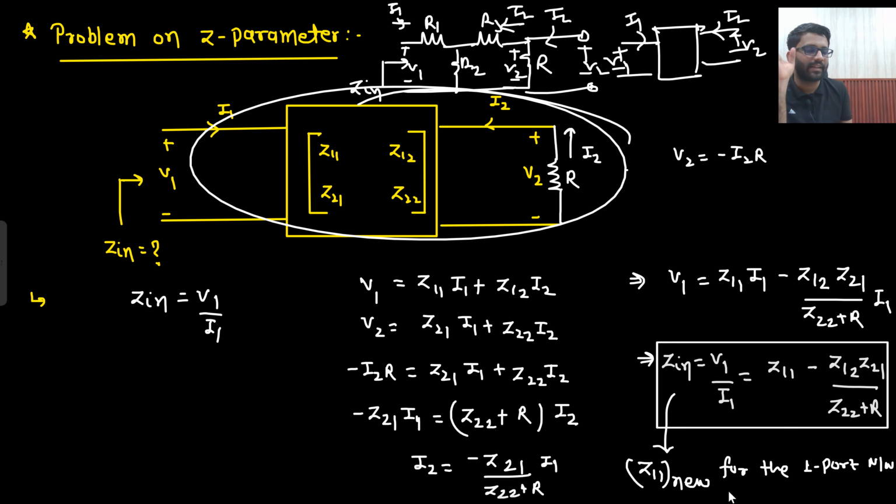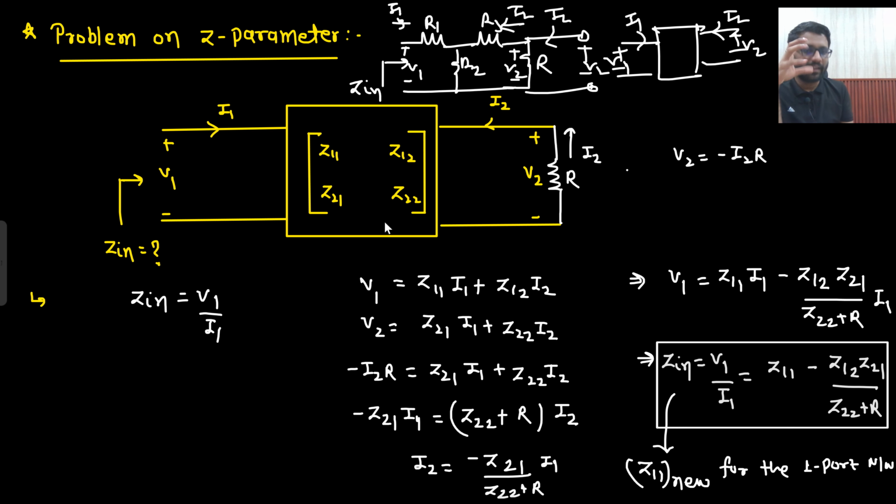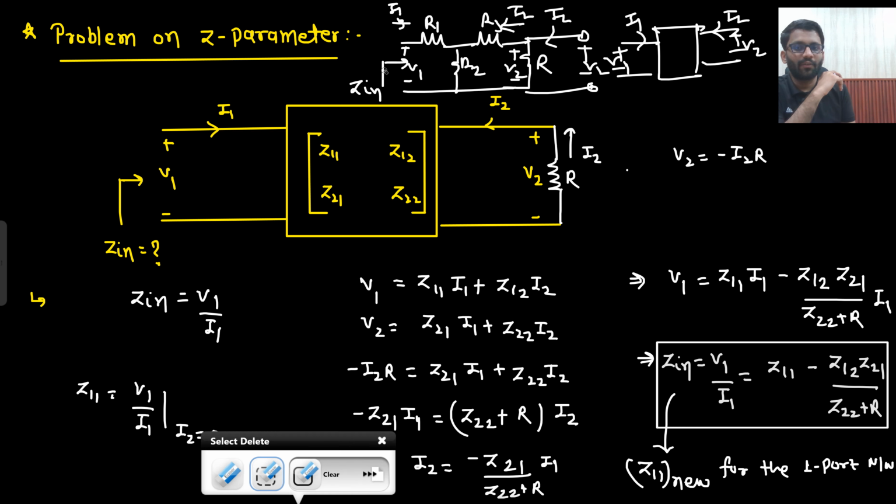This is simple network analysis that I am talking about. So it is like a new Z11 parameter. What is Z11? Z11 is V1 by I1, but with the condition that I2 is equal to 0. So, just for saying purposes, I can call this the new Z11 parameter for the one port network shown.